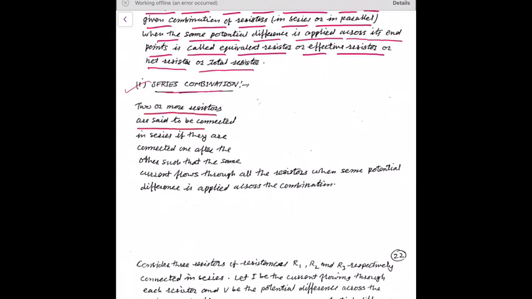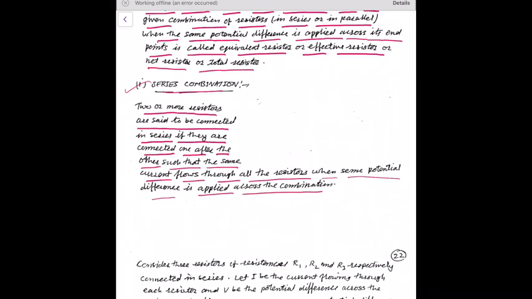First is series combination. Two or more resistors are said to be connected in series if they are connected one after the other such that the same current flows through all the resistors when some potential difference is applied across the combination.